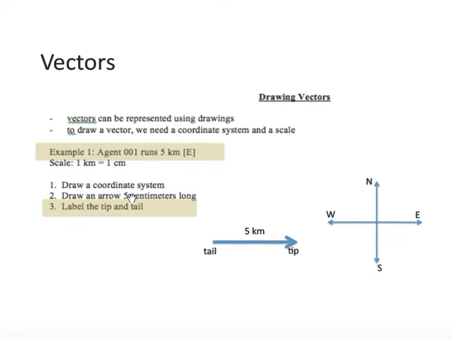And finally, we label the tip and the tail. So often, when drawing vectors, this is called the tail, and this is called the tip. Sometimes, in some textbooks, you'll also see the term head.